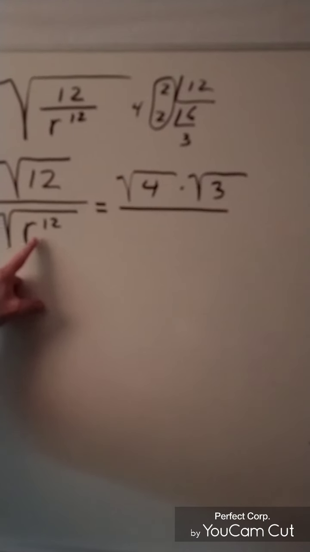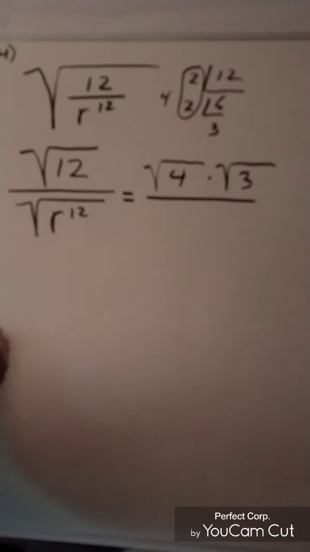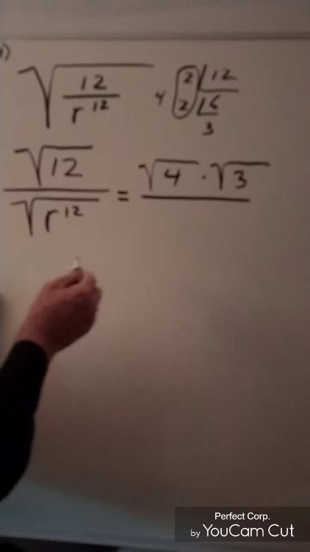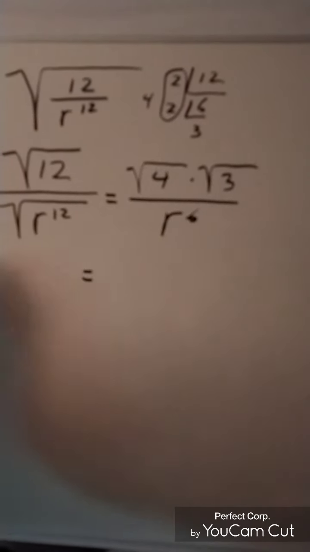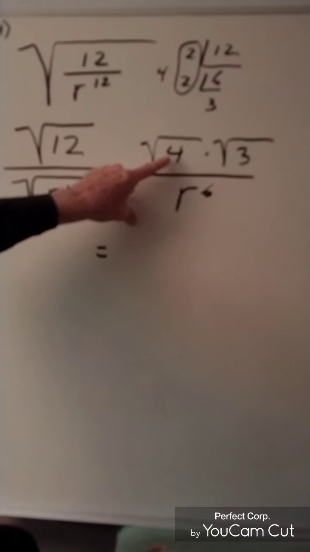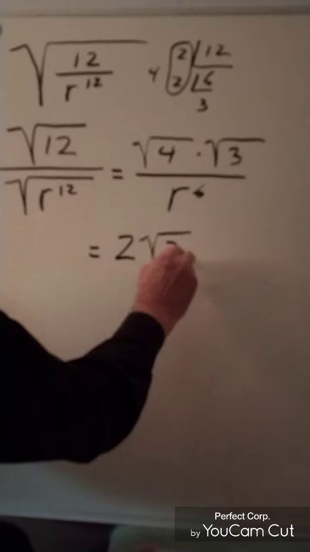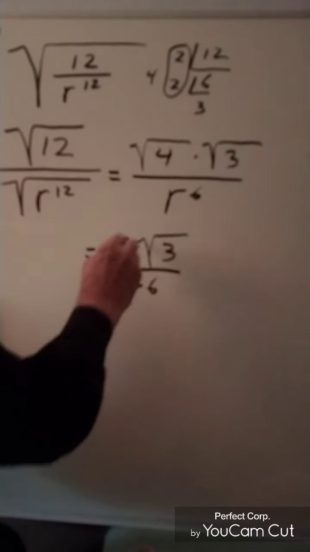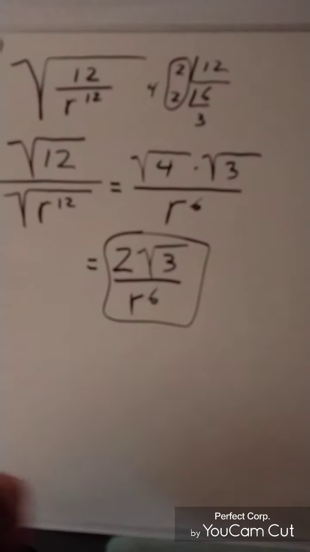The bottom, he's going to come out of his house right away. 12 divided by 2, the square root of r to the 12th is r to the 6th. Come down. He's coming out. We'll get 2 root 3 over r to the 6th. Done. And it's been simplified.